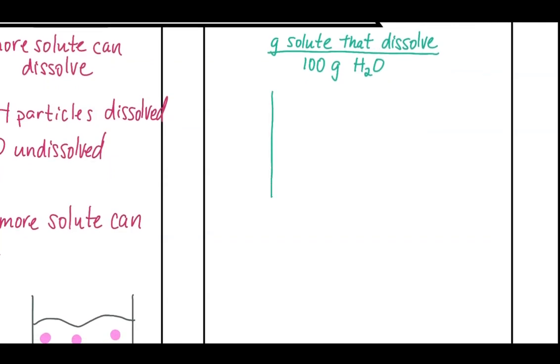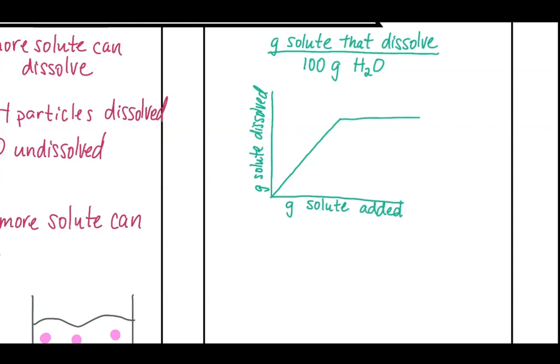So let's see here. There's my X and my Y axis. This is going to be grams of solute dissolved versus grams of solute added. Okay, and what we're going to see on a solubility graph like this of solute dissolved versus solute added is we should see an increase in the amount of solute that dissolves up to a certain point, and then we're going to see that plateau off.